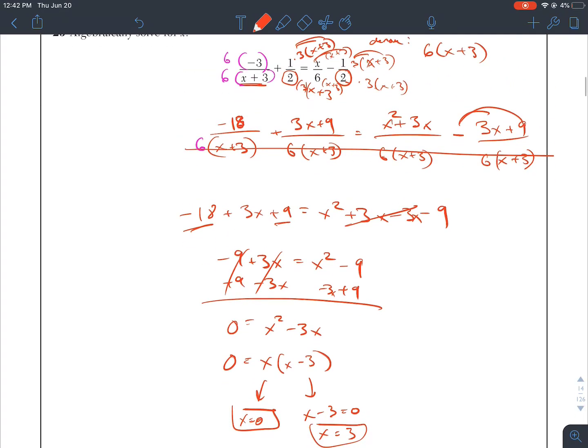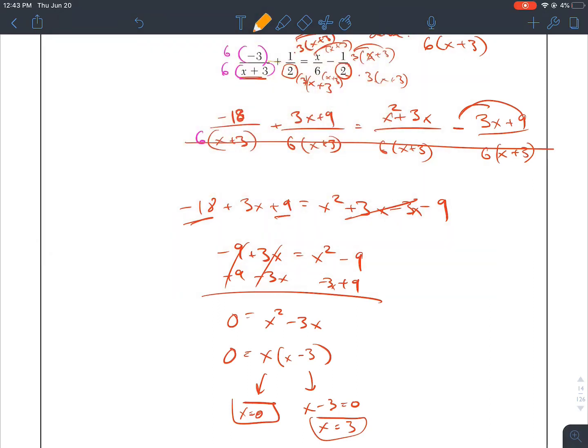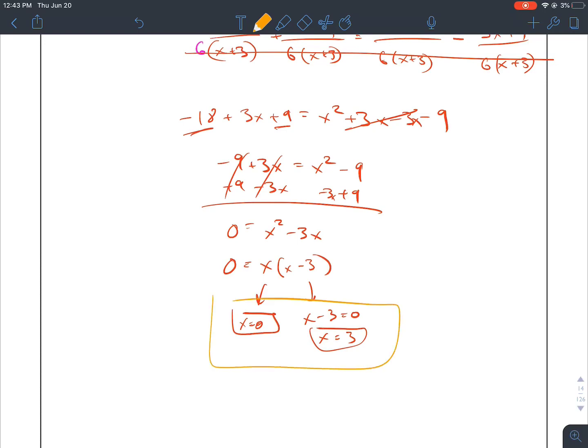However, fractions can be dangerous, so we should have done a pre-check. The one value of x that would have given us division by 0 comes from here. X is not allowed to be negative 3, but that wasn't a possibility for us, so here's our final answer, and we're done.